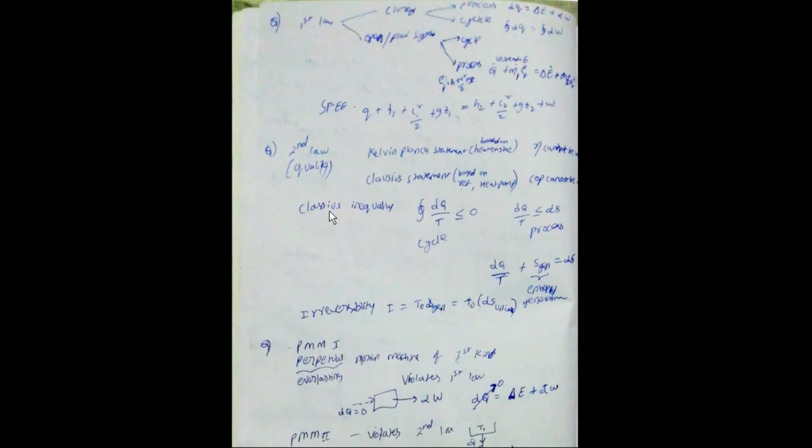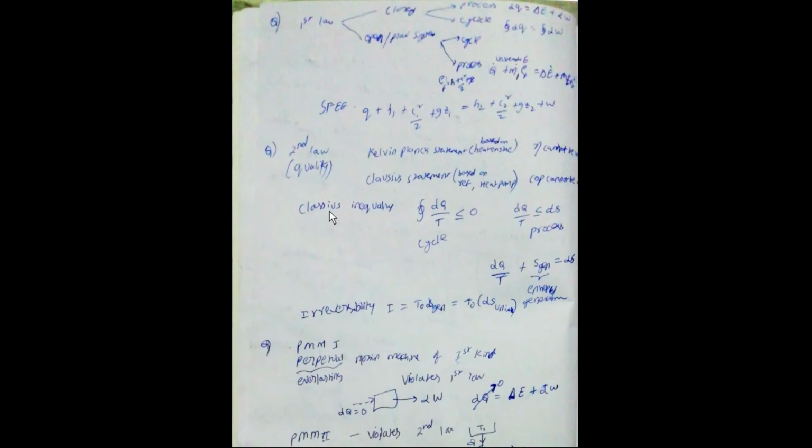For an unsteady process, SFE: Q dot plus m1 dot E1 is equal to delta E dot plus m2 dot E2 plus W. SFE: Q plus H1 plus C1 square by 2 plus gZ1 is equal to H2 plus C2 square by 2 plus gZ2 plus W.